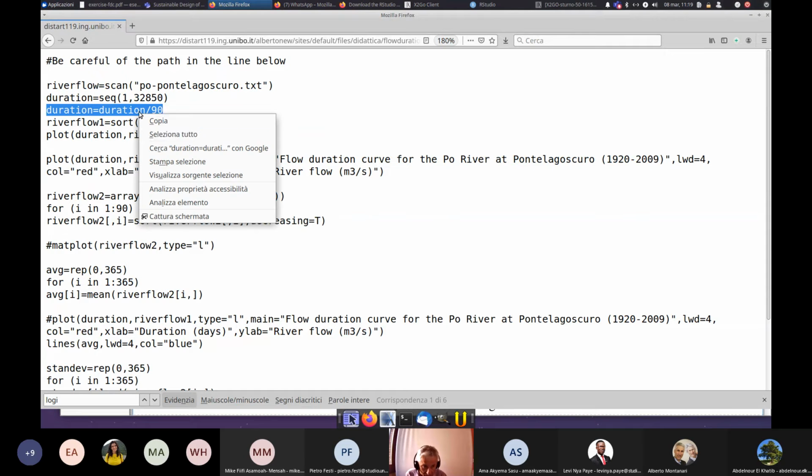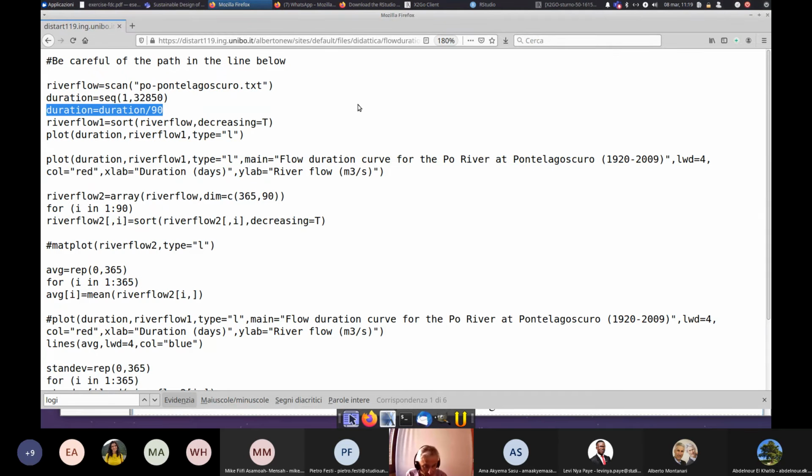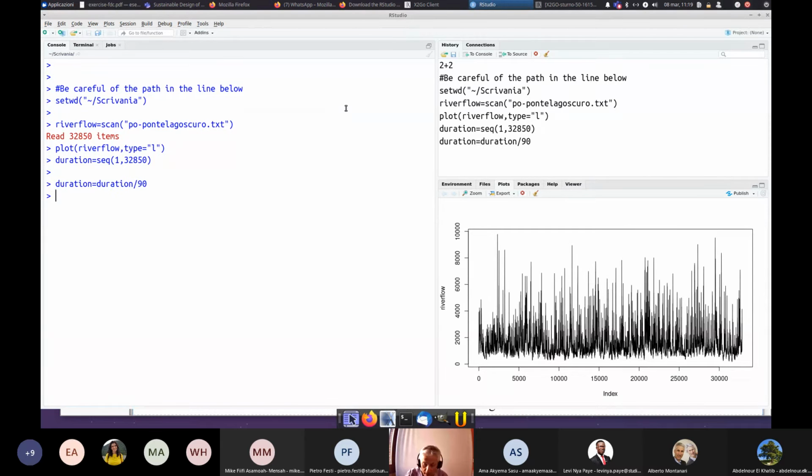I copy this instruction. I go back to the R console and I copy it. Now, what is now the range of the vector of durations that I obtained? If you want to compute the minimum of duration, you see this minimum duration is lower than 1, but it's greater than 0. And max duration is 365, which is okay.